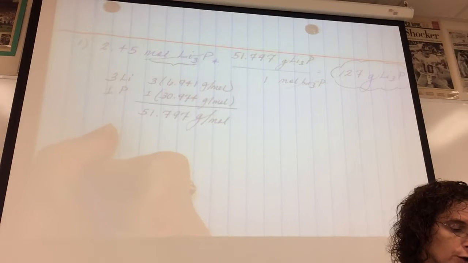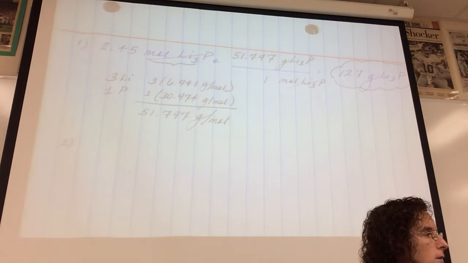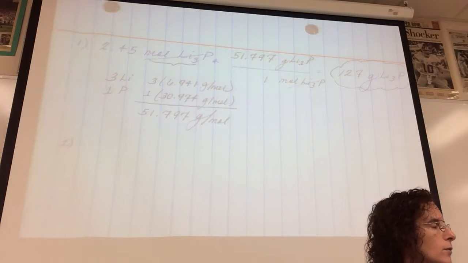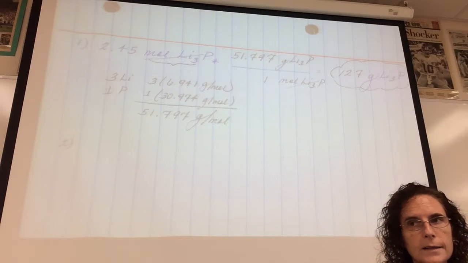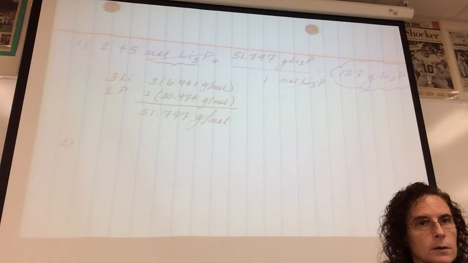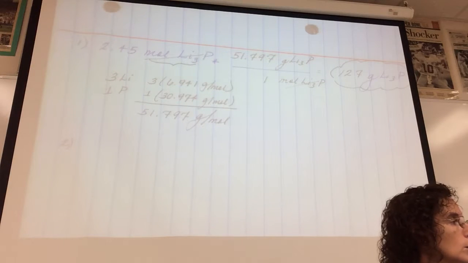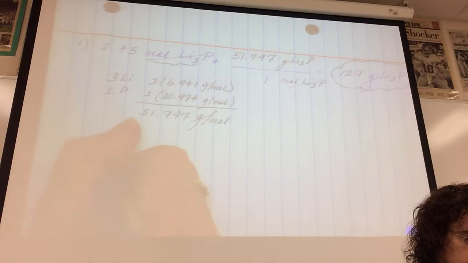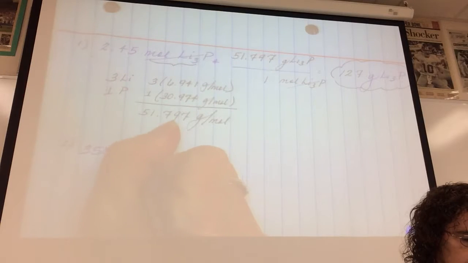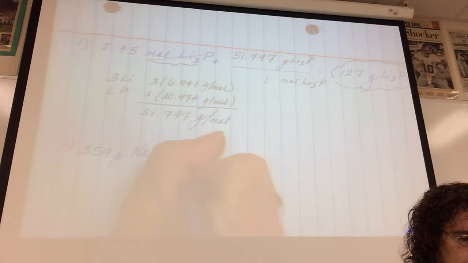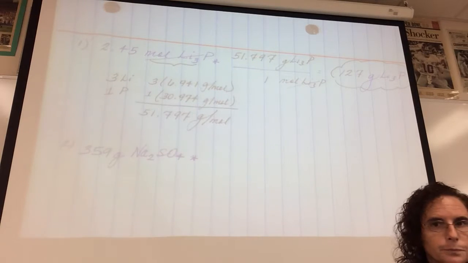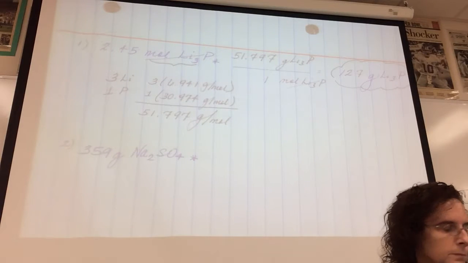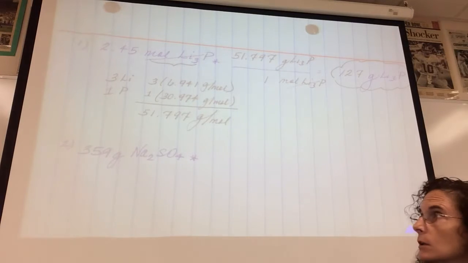So in number 2, it says how many particles of sodium sulfate are equivalent to 359 grams of sodium sulfate. So in number 2, what is my given? What am I starting with? 359 grams of sodium sulfate. Good. And what we want to know is particles.